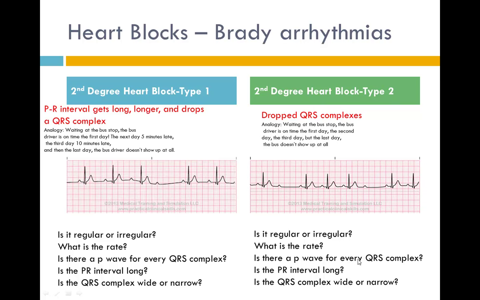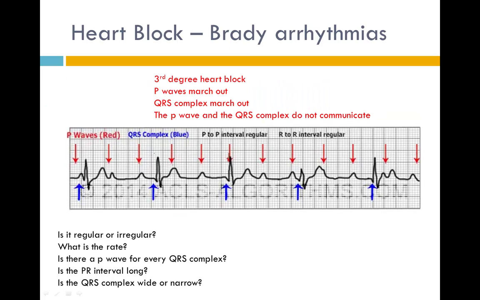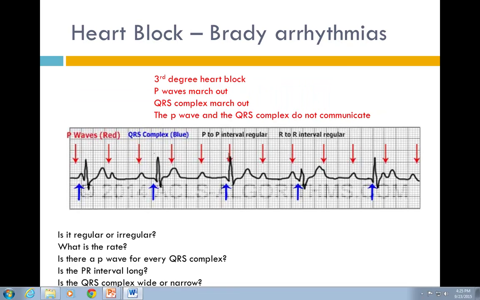And again, the last thing is the QRS complex wide or narrow? It looks pretty narrow to me. All right, so the next one I'm going to talk about is the actual worst heart block, which is complete heart block. So third degree heart block is the worst. Three strikes and you're out, so to speak. So again, this is the worst one.